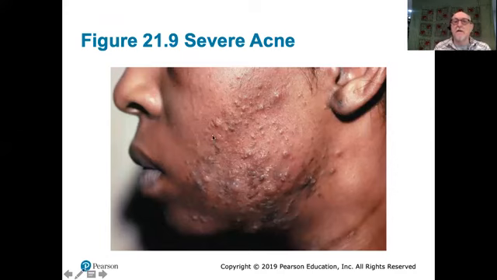So this is moderate to severe acne. It says severe acne here, but this is not actually comedonal. This is not actually truly cystic acne. There are some which look like they could be heading towards being cystic.